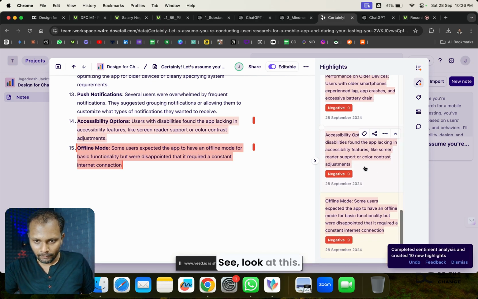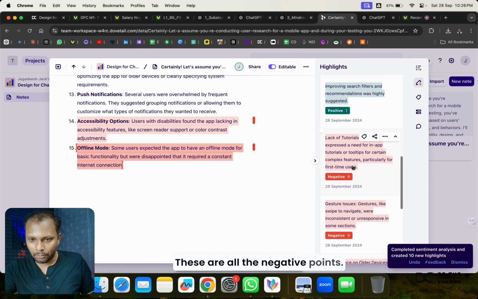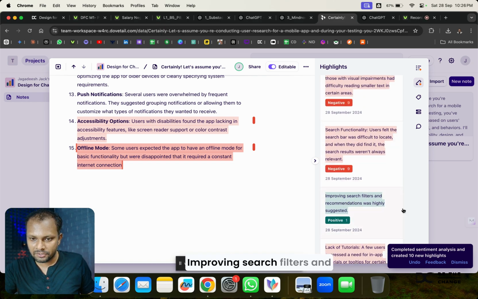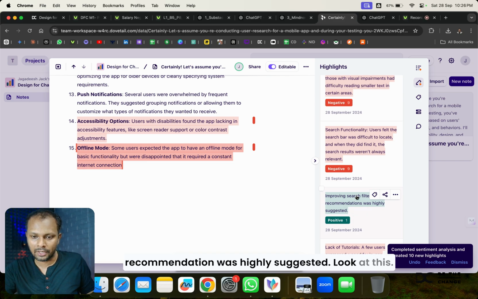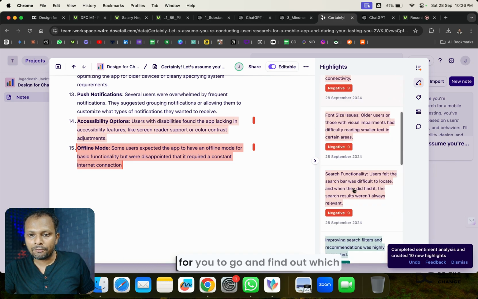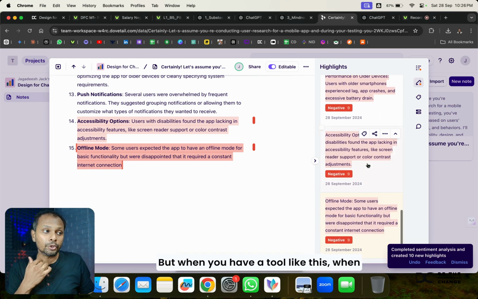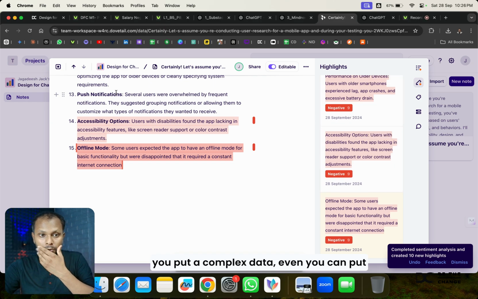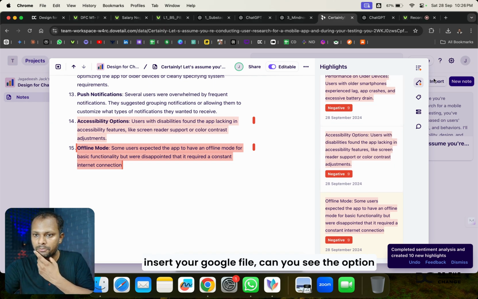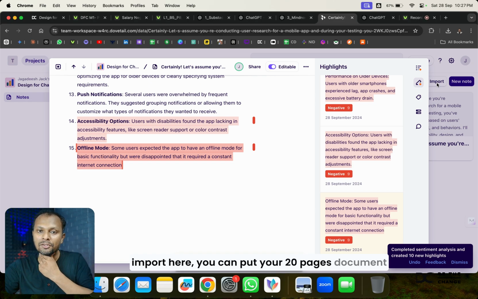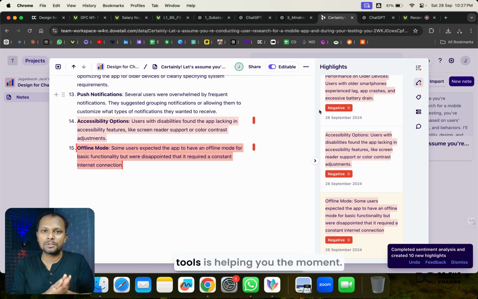See, look at this. These are all the negative points. These are all the positive. Improving search filters and recommendations was highly suggested. Look at this. It would take you a lot of time to go and find out which is positive, negative, and all these things, right? But when you have a tool like this and put in complex data, you can even insert your Google file. Can you see the import option here? You can put your 20-page document here. You can put your 50-page document here. Look at how easily this AI tool is helping you.